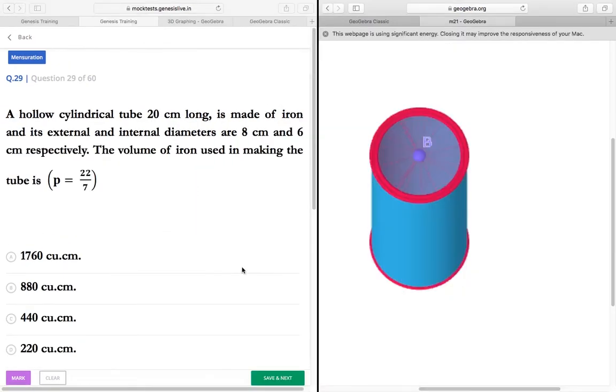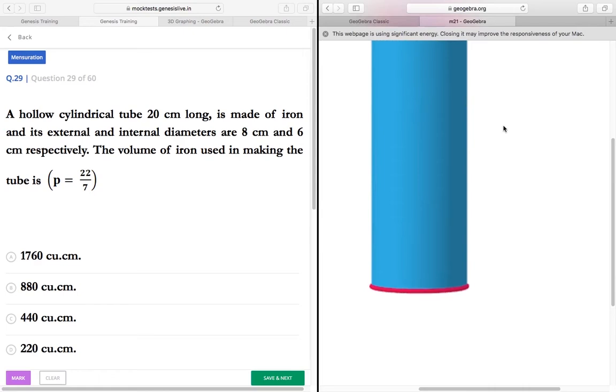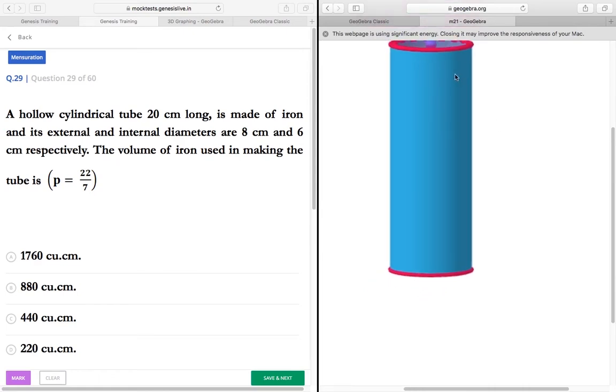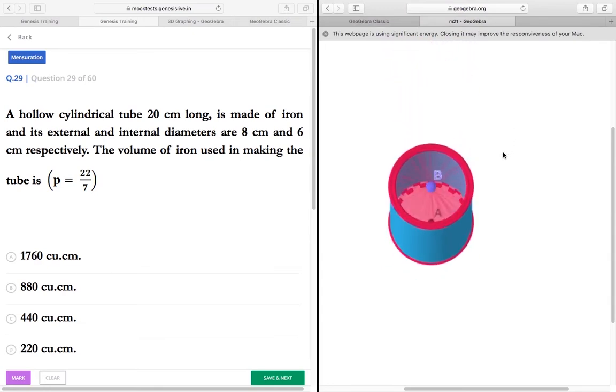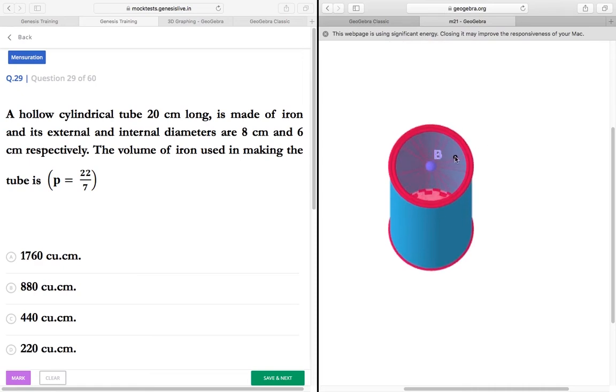Next one. We have a question on a hollow cylindrical tube. The overall height is 20 centimeters, and it's a hollow cylinder. What they've given is the external diameter. The external diameter is given as 8 centimeters, and the internal diameter is given as 6 centimeters.